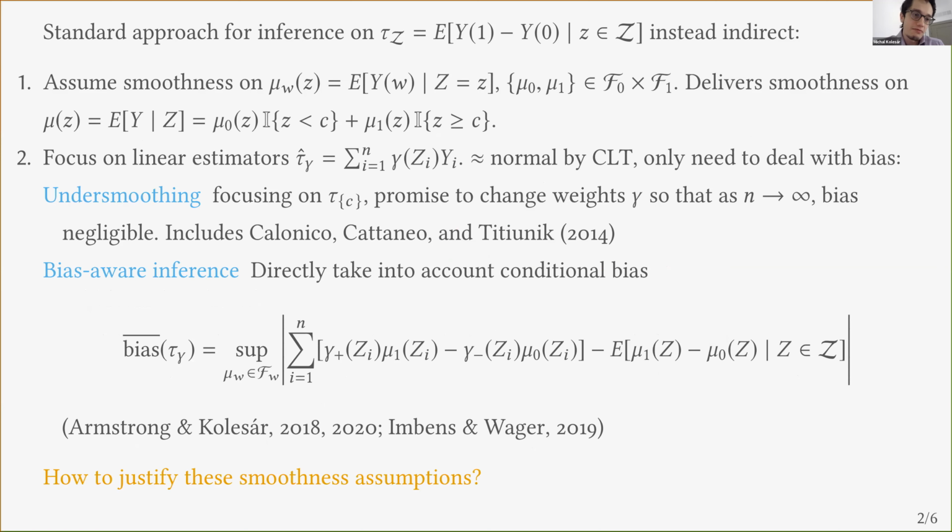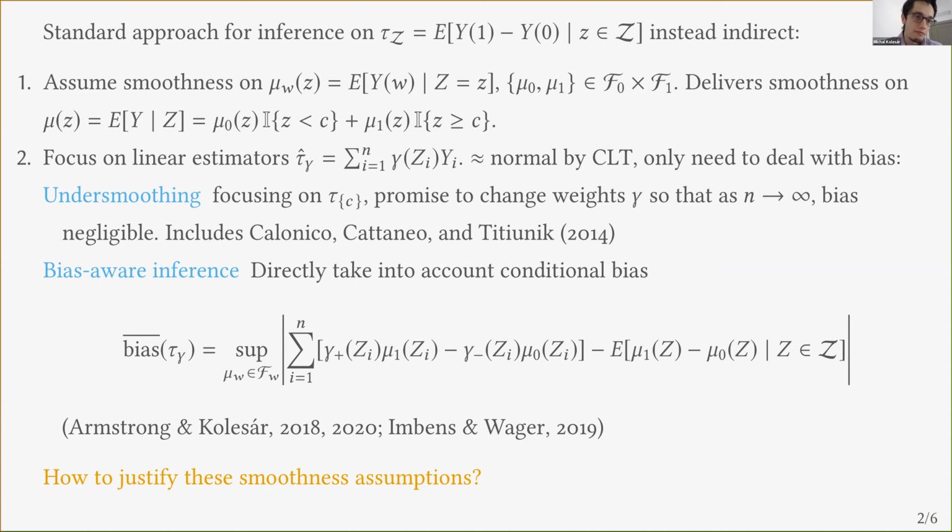Now, for these reasons, the standard approach to inference in RD is a little bit indirect. Instead, it assumes smoothness on the conditional means of the potential outcomes. So the conditional mean, in Dean's notation, mu of W of Z, so that's the conditional expectation of the potential outcome under treatment or no treatment given the running variable. And if you assume smoothness on this object, this is in turn going to deliver smoothness on the conditional mean of the observed outcome. And you can use that to do inference in two ways.